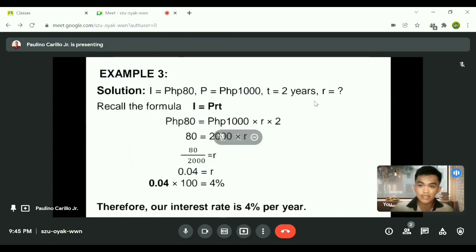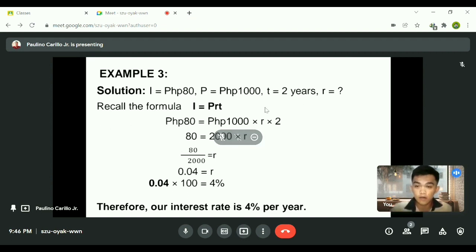So in example number 2, I'm sorry for the error. Solution: I, or interest amount, is equal to 80 pesos. P, or principal, is equal to 1,000 pesos. T is equal to 2 years, or the time. And R is the interest rate. That is what we are going to find out.